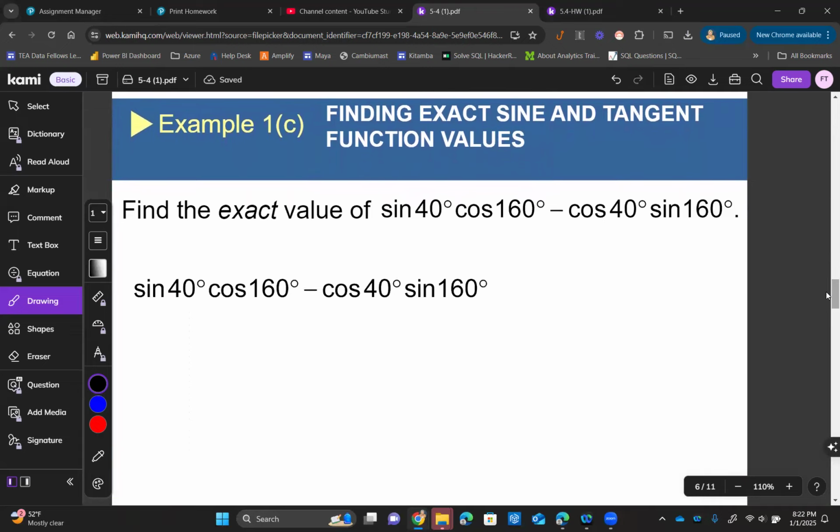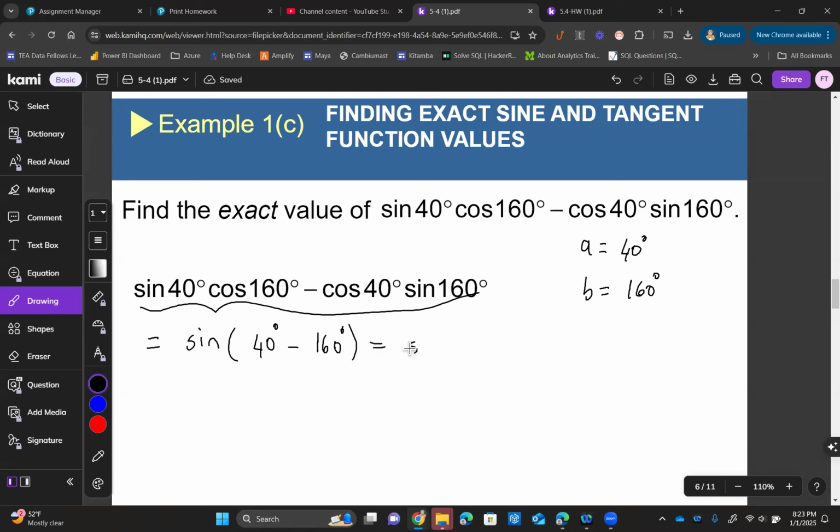We also have this question type under 5.4, just like the previous section. When we have this formula, we have to recognize that the first angle is 40 degrees, and the second angle is 160 degrees. And then the order, sine, cosine minus cosine, sine, tells us that this whole thing doesn't belong to the cosine function, but to the sine function. It's actually sine of A minus B, where A is 40 degrees and B is 160 degrees.